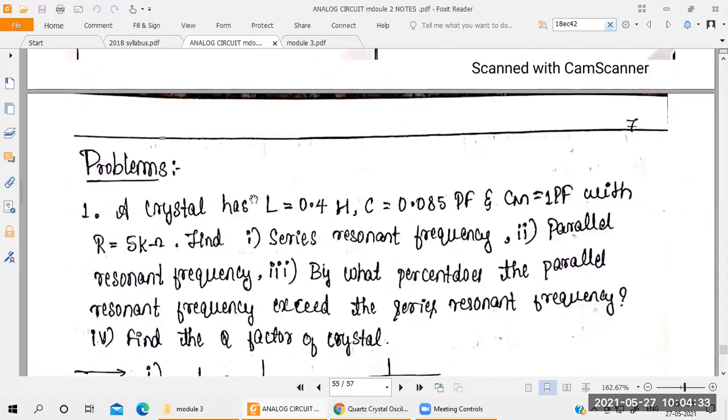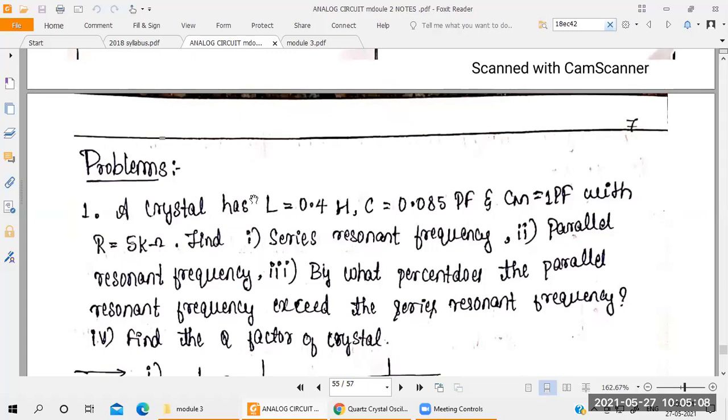So next you take problems here. So these two problems are very important. There are two problems here. First one: a crystal has L equal to 0.4 Henry, C equal to 0.085 picofarad, and mounting capacitance is 1 picofarad with the resistance 5 kilo. Find series resonant frequency, parallel resonant frequency, and by what percentage the parallel resonant frequency exceeds the series resonant frequency. Find the Q factor of the crystal.